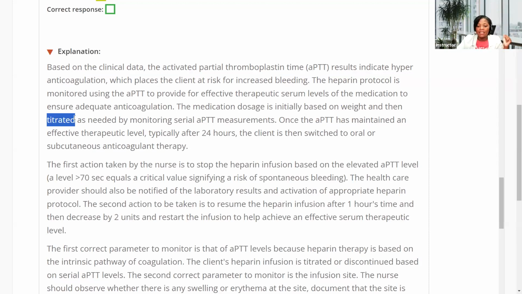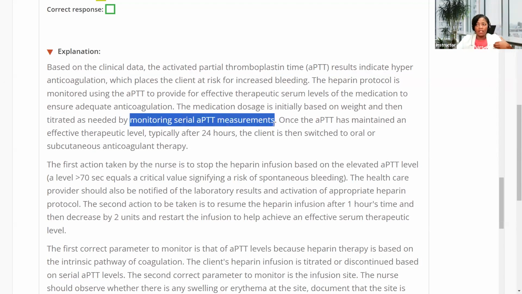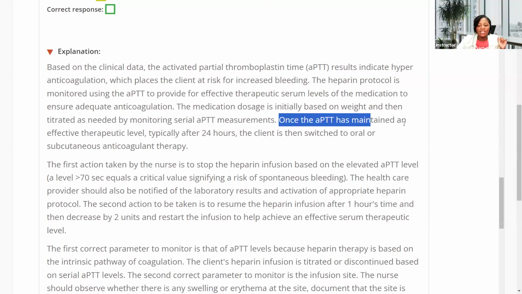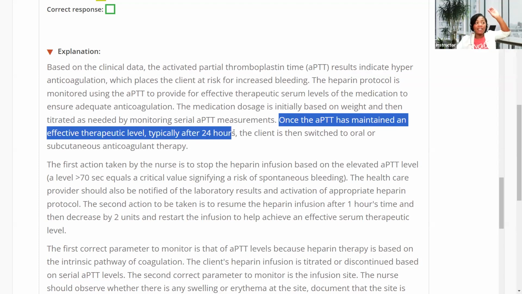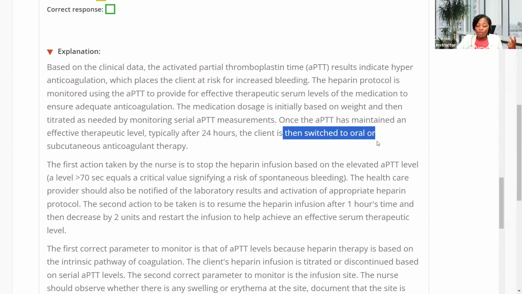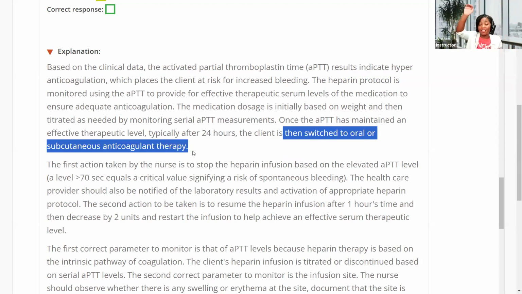All right. And once again, we would be doing serial monitoring of these. So every 8 hours, we're doing another one. For anybody on a heparin drip, we're doing serial blood draws to check the APTT. And once the patient's APTT has been maintained at a therapeutic level, typically 24 hours after starting the heparin, right? So they've been on the heparin for 24 hours and have been therapeutic, then that's when the patient can be switched to an oral or sub-Q anticoagulant therapy.